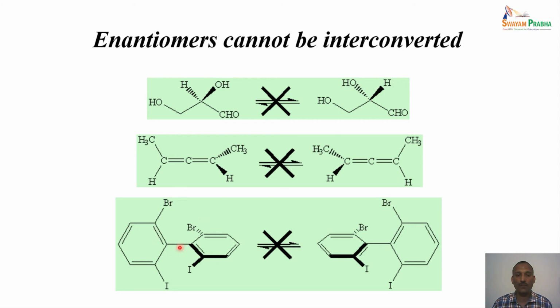Here again we have the biphenyl, and here we have allenes. We will be studying later the chirality which is present in biphenyls. Allenes are also shown. There is no chiral center in this particular molecule, but it does show optical activity. So these are all things we will be studying later.